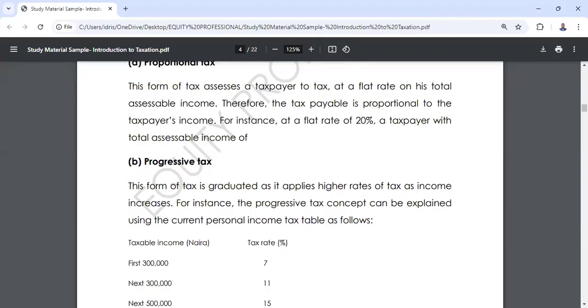Prior to Finance Act 2020, which is 2019 downward, company income tax rate was proportional, a flat rate of 30% of your profit. But right now, your company income tax rate depends on your turnover. As your turnover is increasing, your company income tax rate is increasing. So under progressive, personal income tax is progressive and company income tax is progressive. According to tax rates, we have talked about progressive. Let's now look at the regressive tax system.